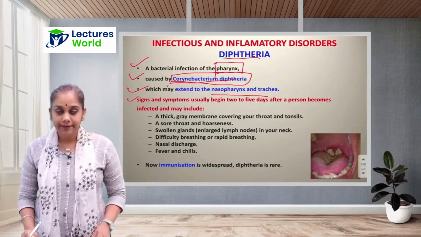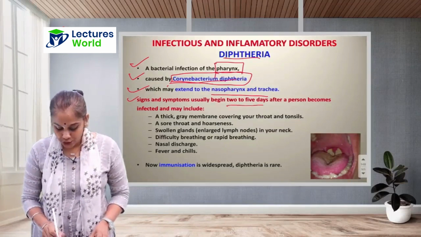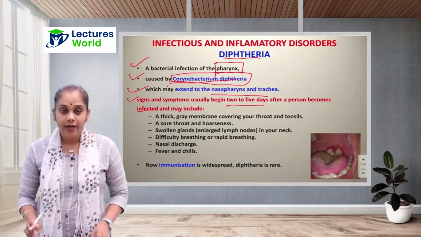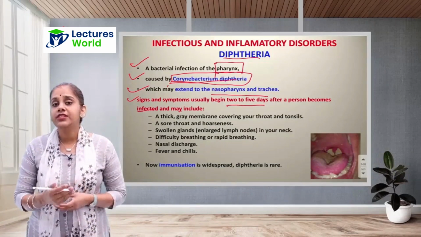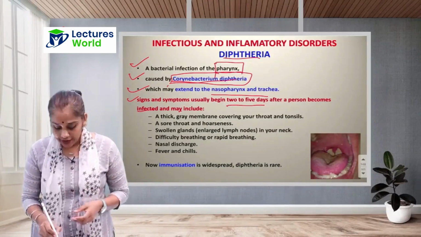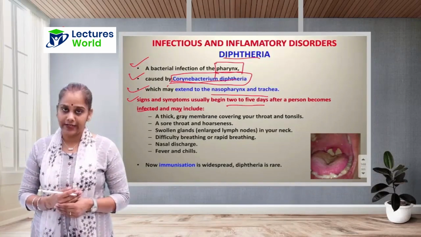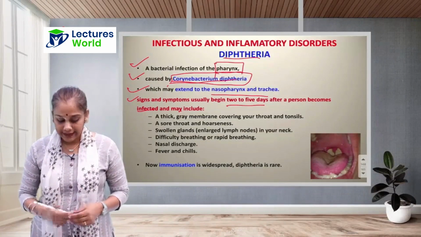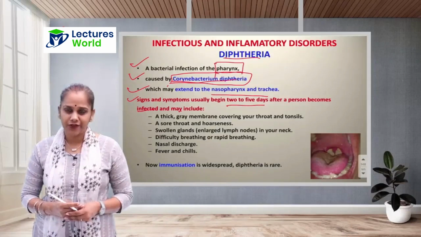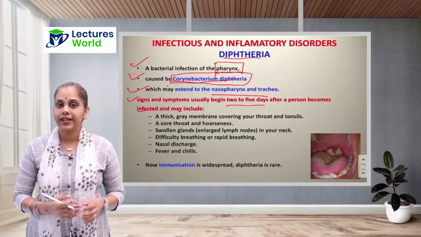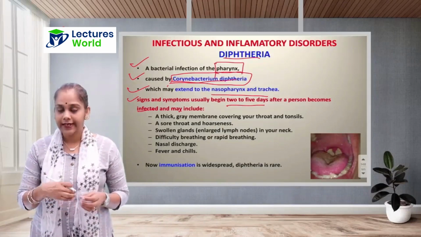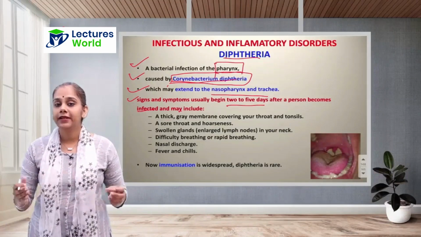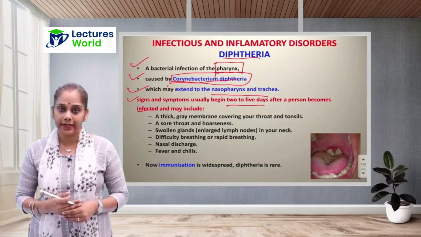The signs and symptoms usually begin 2 to 5 days after a person becomes infected. So the first symptom will develop 2 to 5 days after the infection. We can say the incubation period of this bacteria is 2 to 5 days. What is the incubation period? The organism enters our body and develops the first symptom in the body. That period is known as the incubation period.